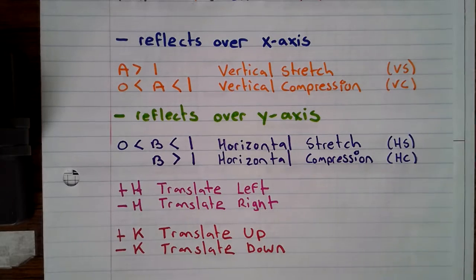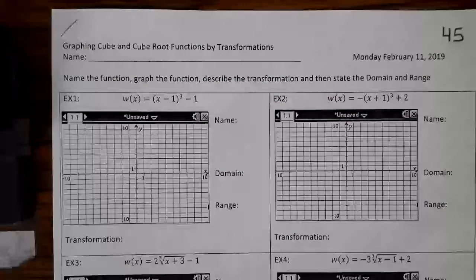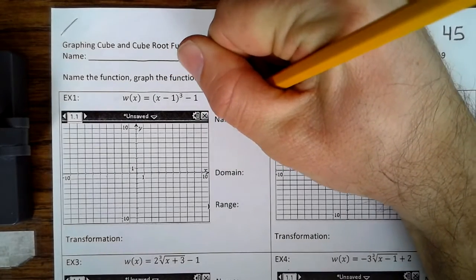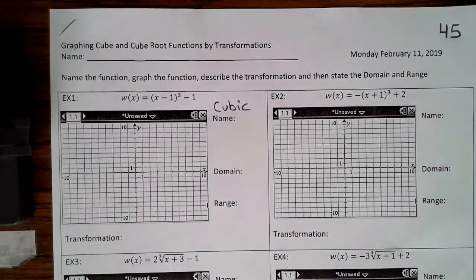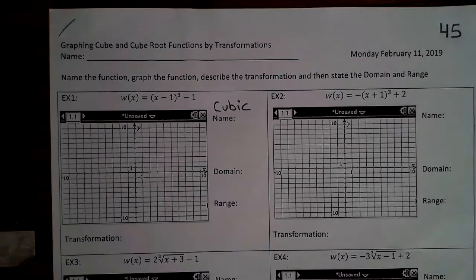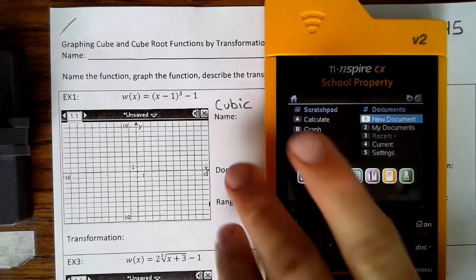Let's take a look at the examples. All right, the examples on page 45. Name the function, graph the function, describe the transformation, and state the domain and range. So here, this is a cubic function. Now, to graph this, we're going to need a calculator. So at this point, if you don't have a calculator with you, you might wait and watch the rest of the video when you do, okay?